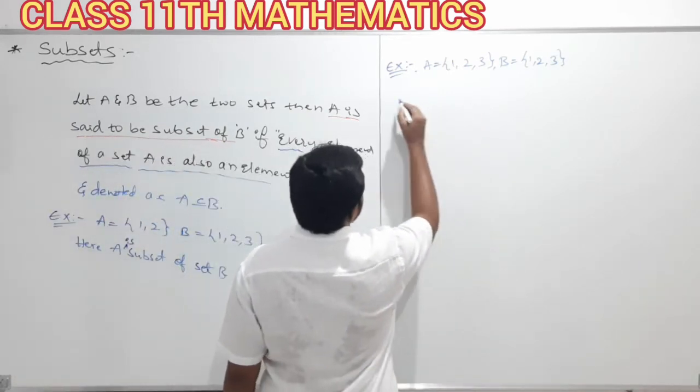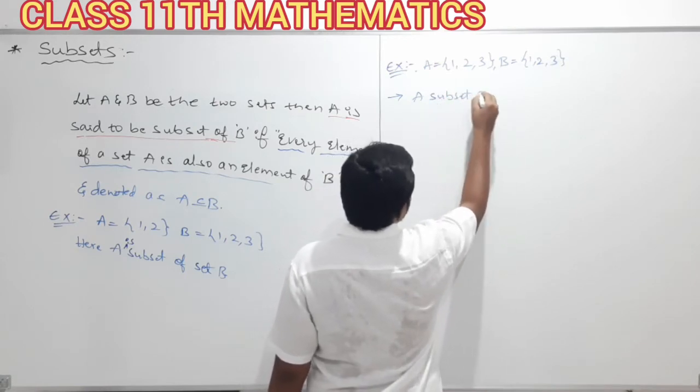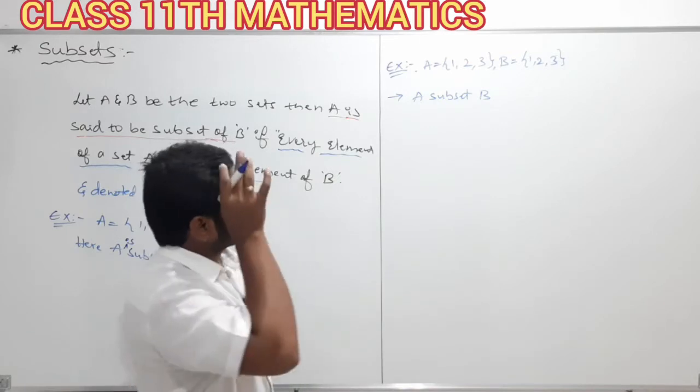So my dear students, here in this case A is a subset of B. Why here in this case is A a subset of B?